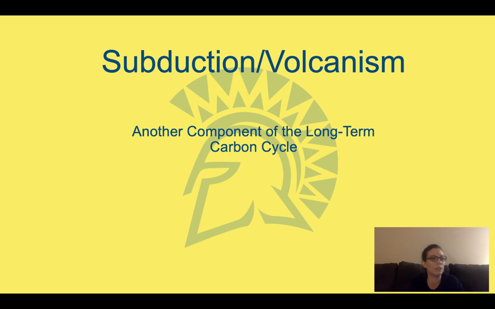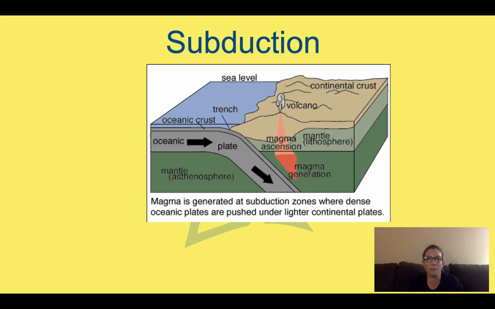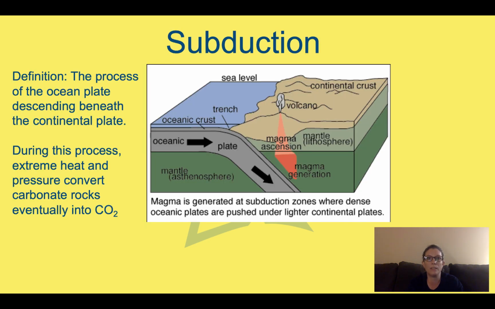And then we have another long-term carbon cycle here, which is subduction and volcanism. Basically subduction is going to be the process where the ocean plate is going to go beneath the continental plate. Here's the continental plate right here, continental crust. So that ocean plate is going to go down beneath it. During this process, extreme heat and pressure, we know when that happens, there's a lot of pressure. It's going to convert carbonate rocks into CO2 eventually.